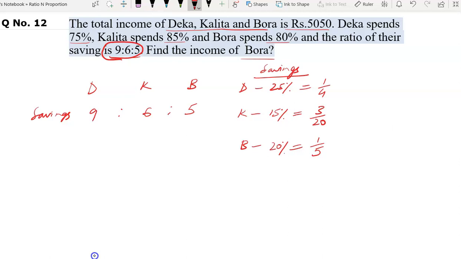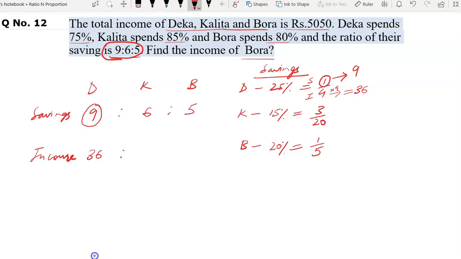Deka's saving is 1 unit, and 1 unit represents how much? Deka's saving is here 9. So 1 unit represents 9. So 4 units will represent how much? 4 into 9, which is 36. So 4 unit is income. This is income and this is saving. So income for Deka will be how much? 36 units.